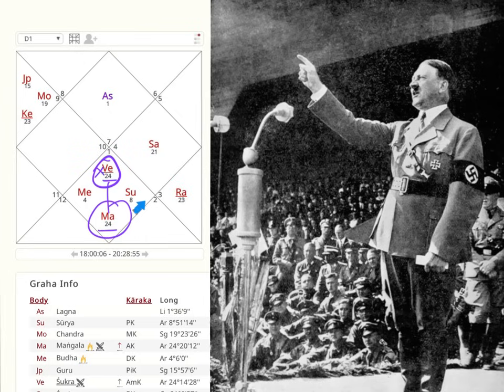And yes, Venus is 8th house lord. 8th house lord means longevity, end of life as well. There it is, Venus Mars. He died in a violent way. Mangala, he committed suicide. But, well, how did he die? He was with his wife. On the day he married, he died.